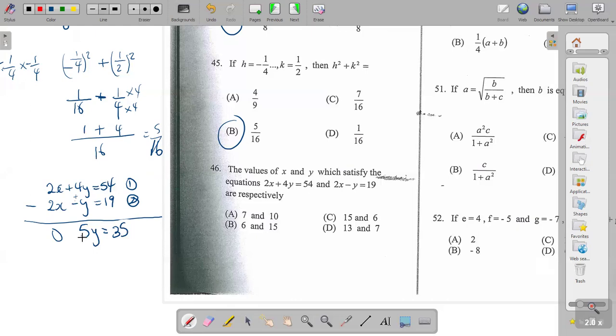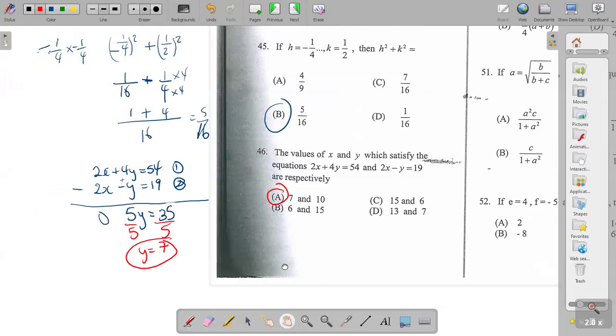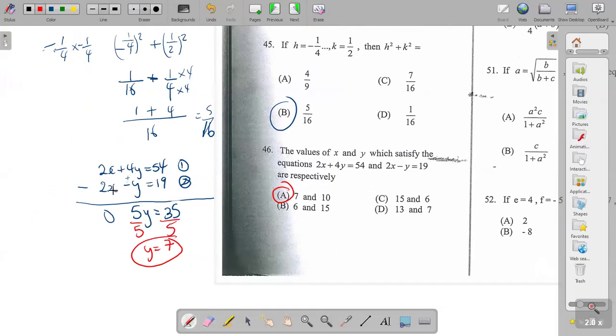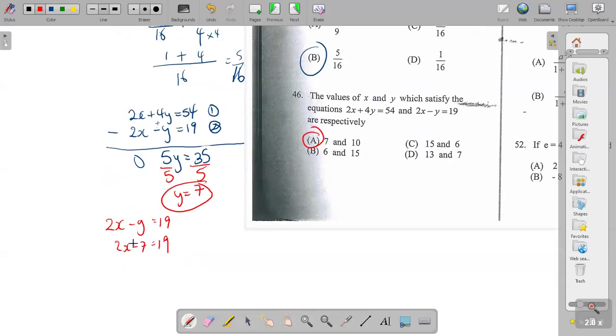So now we transpose to find y. So y is equal to 7. Now, I wouldn't go any further because there's only one answer here that has 7. So I would choose that one. But just to make sure you're right, you substitute 7 into any one of these to see if you get back the same thing. So let's try substitute into 2x minus y is equal to 19. So 2x minus 7 is equal to 19. So we carry over. So 2x is equal to 26. No, 19 plus 7.